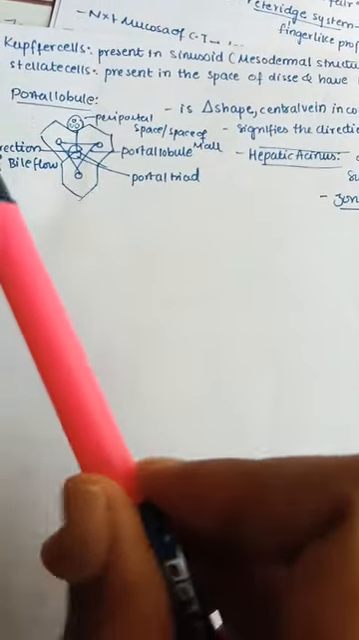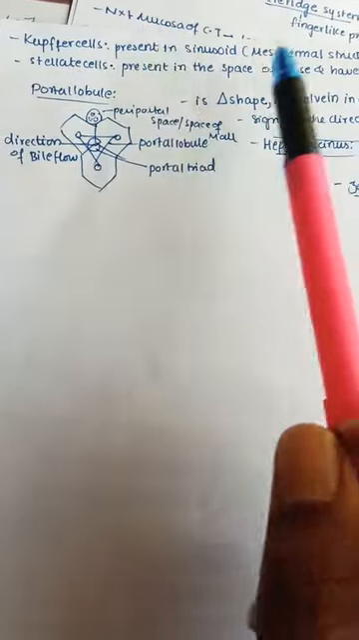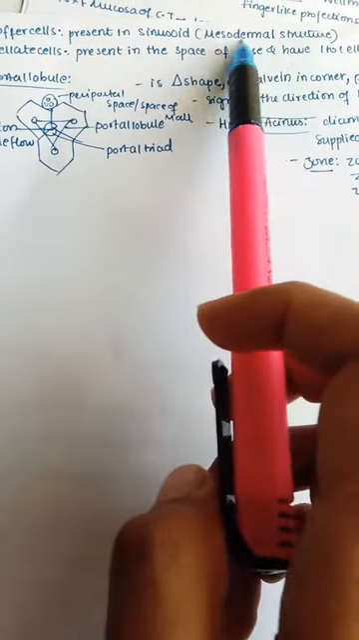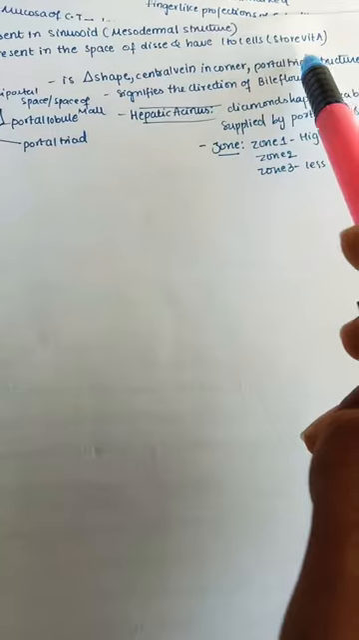So Kupffer cells, we know, are macrophage cells present in the sinusoid, and they are mesodermal in origin. The stellate cells are present in the space of Disse, and they are Ito cells, which mainly store vitamin A and also sometimes store fat.